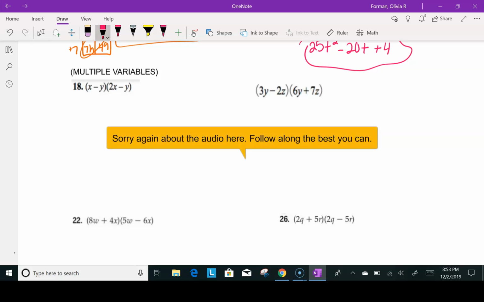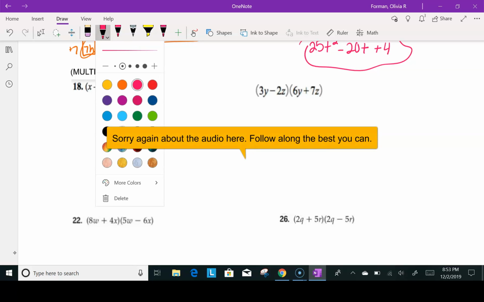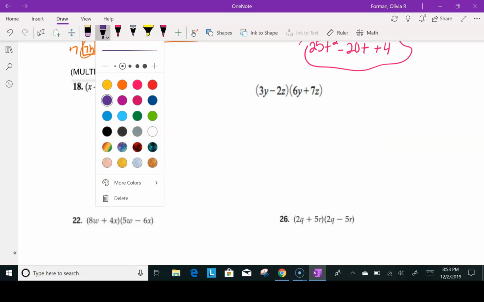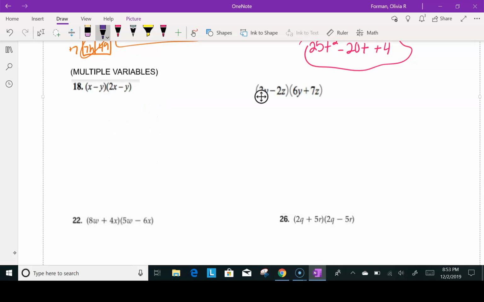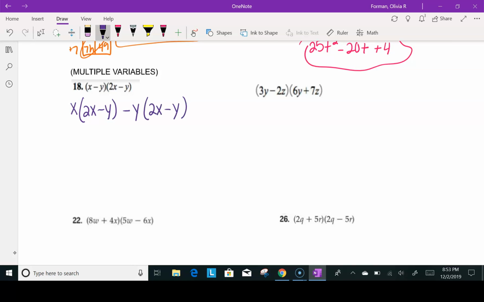So just for that purpose, I'm going to do the remaining by using just the distributive property. Okay, so I'm going to break apart that first term and multiply it by the second term. So x has to be multiplied by the 2x minus y. That negative y has to be multiplied by that 2x minus y. So again, this is the one I broke up. This is the one that's being multiplied by that stayed together.